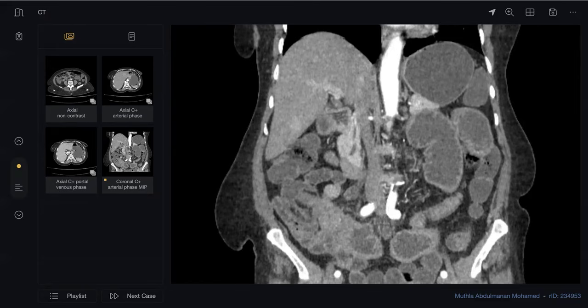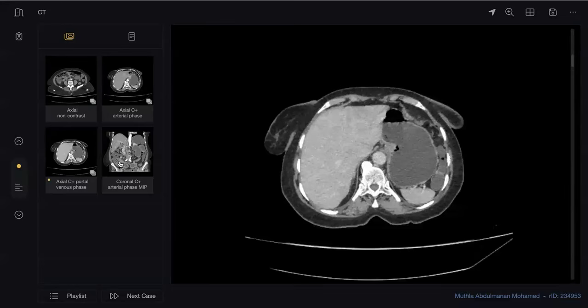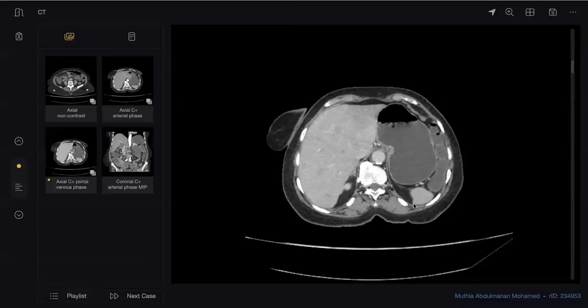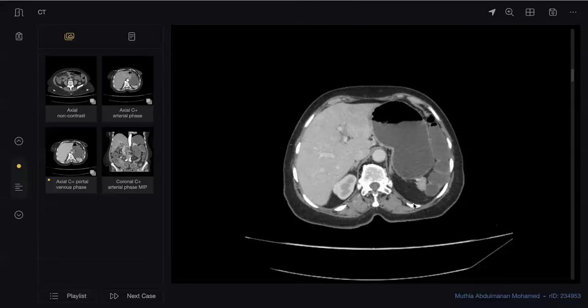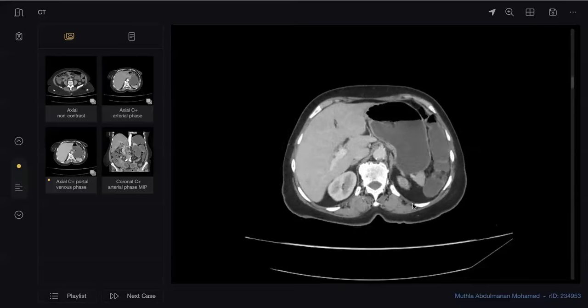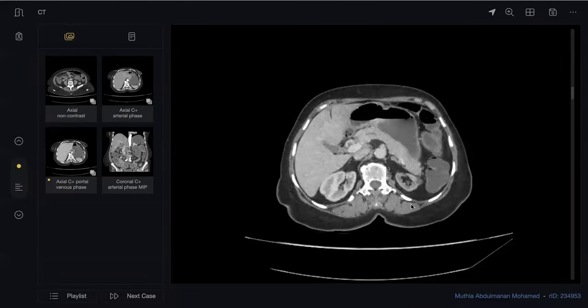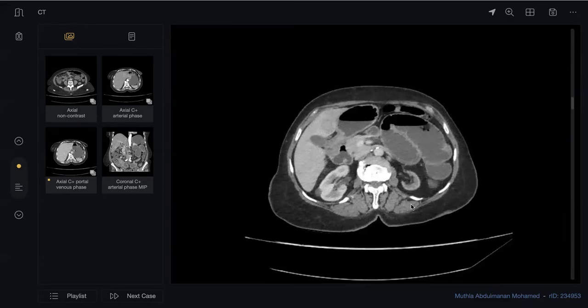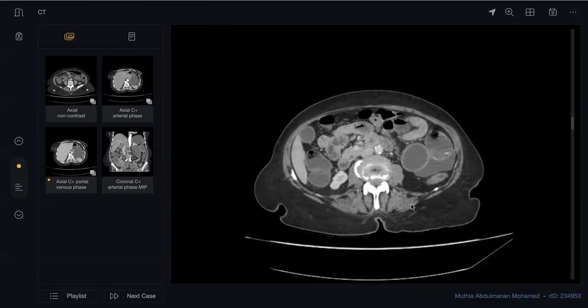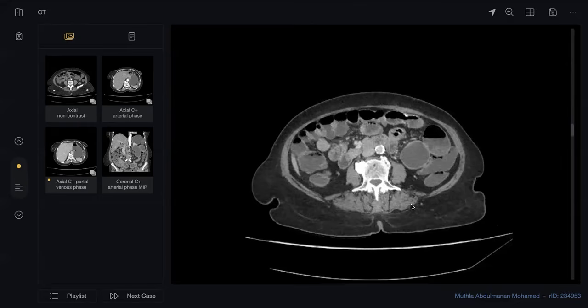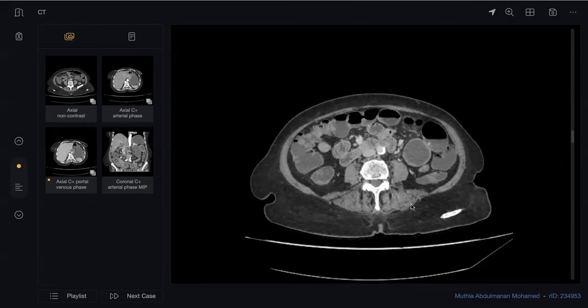Okay. I will go to the portovenous phase. Yeah, for the portovenous phase, the previously mentioned liver lesion shows washout in the portovenous phase. So you told me a few causes of hypervascular metastasis in liver. Have you looked for all the causes?